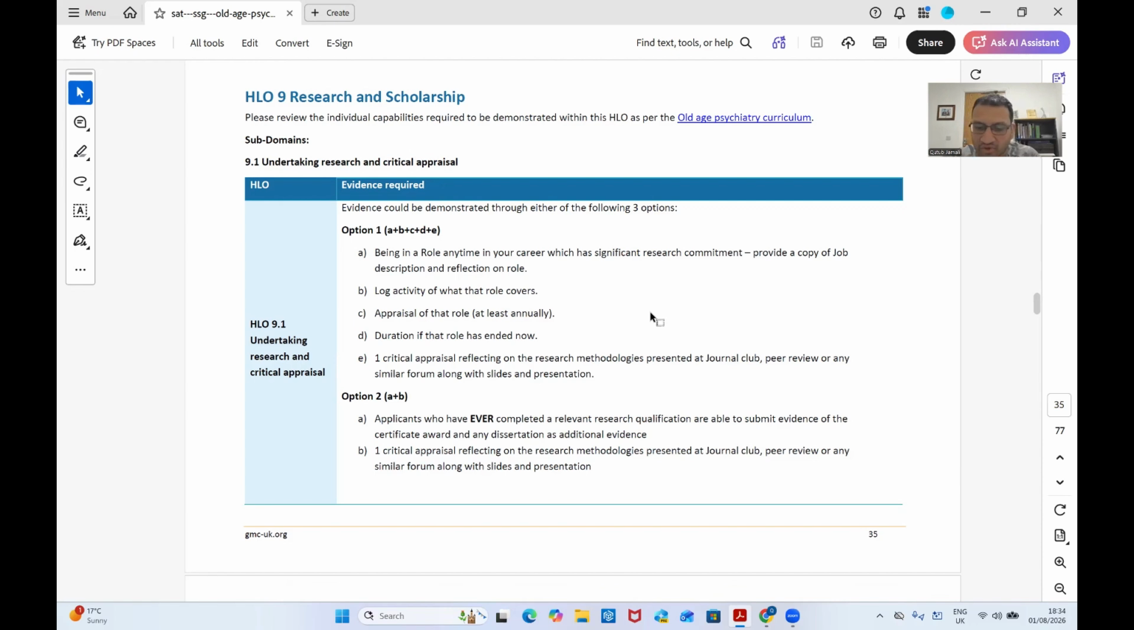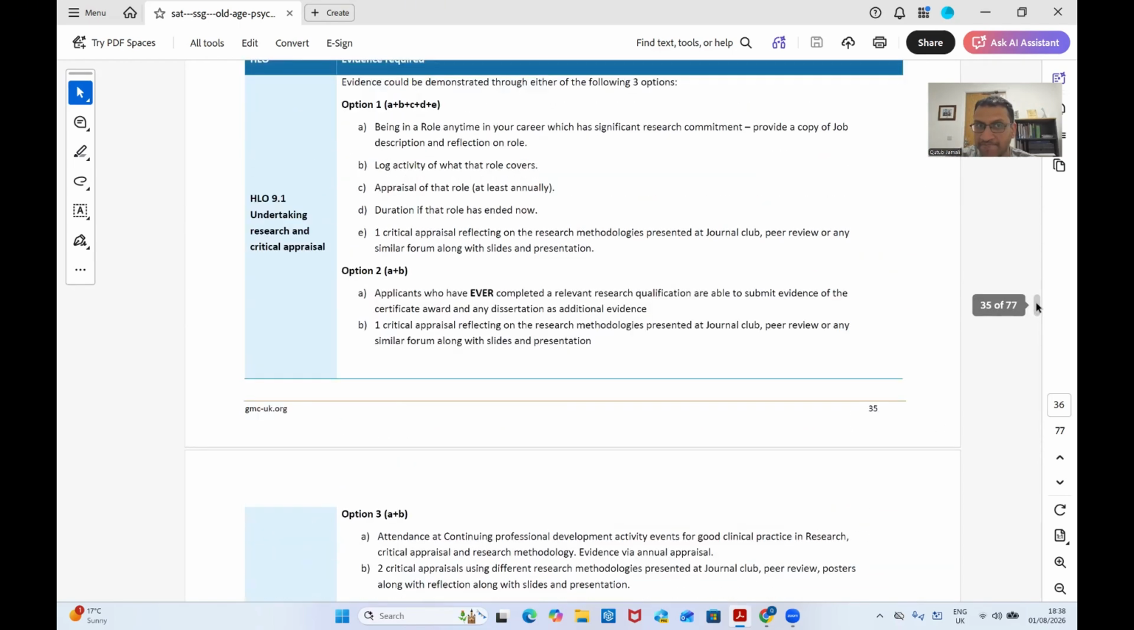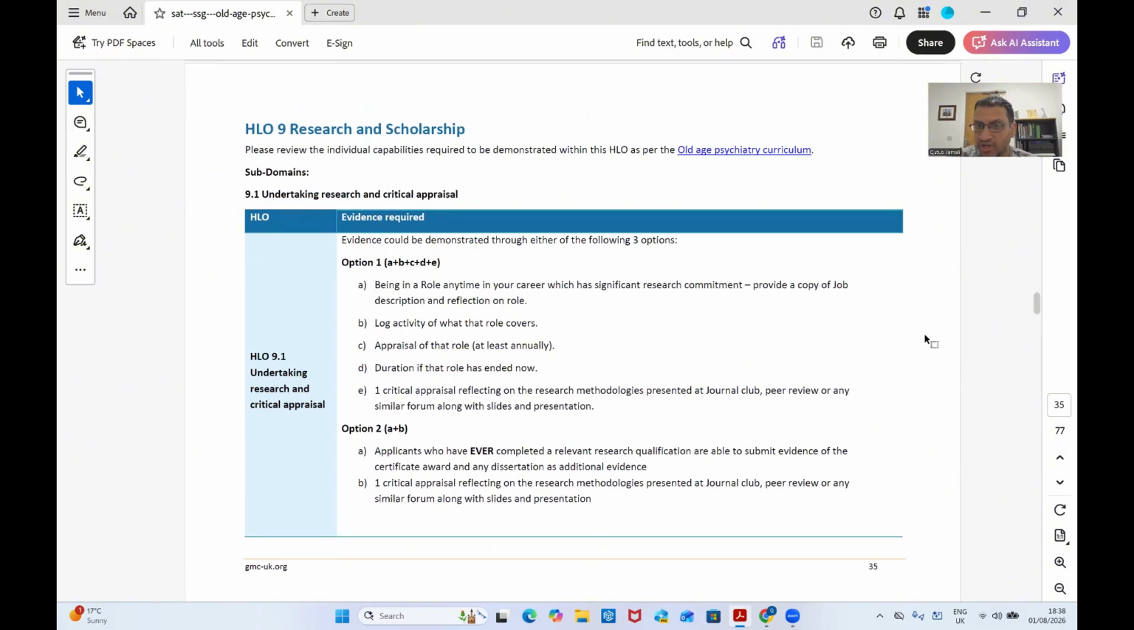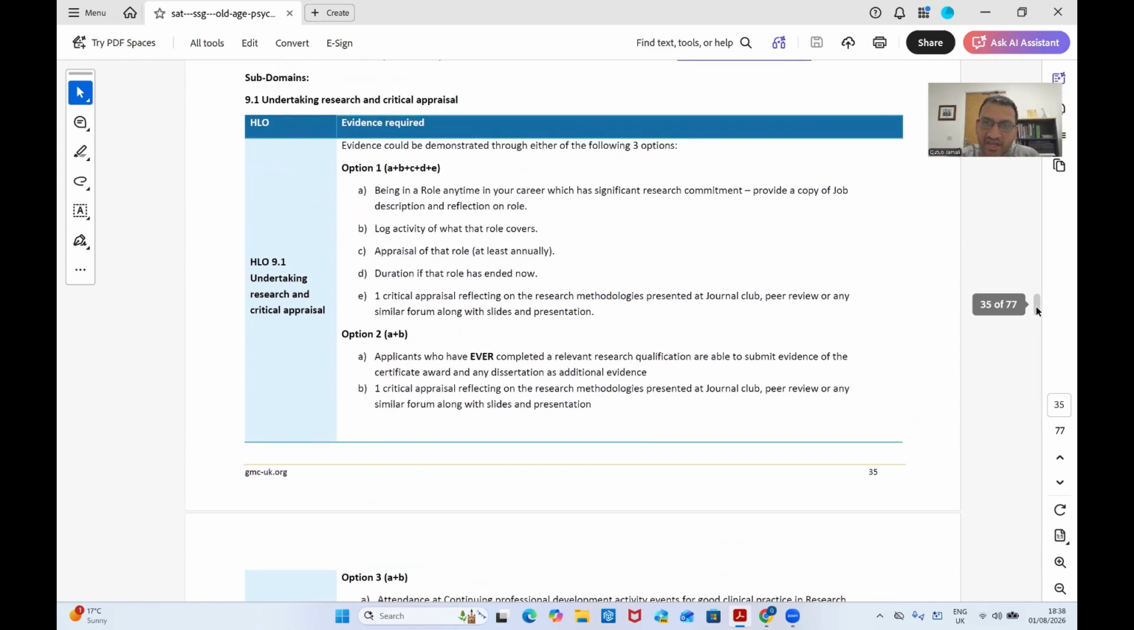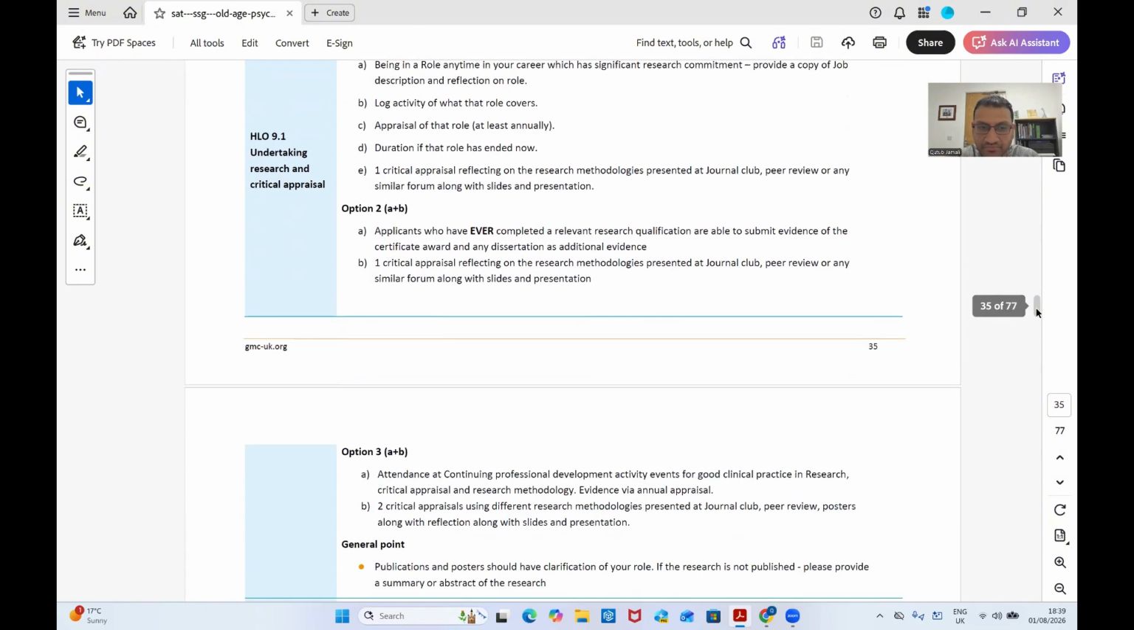So this is how you can fulfill the requirement if you're following option one, but it has to include A, B, C, D, and E. Say, in the research role, where it includes significant research commitment, if you were a principal investigator or a co-investigator for your particular research project, then again that fulfills the criteria.